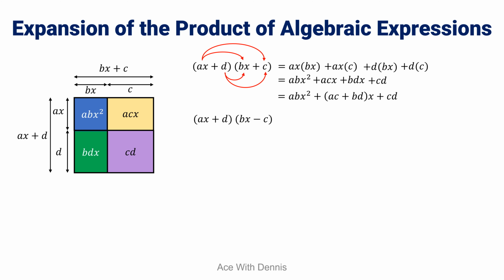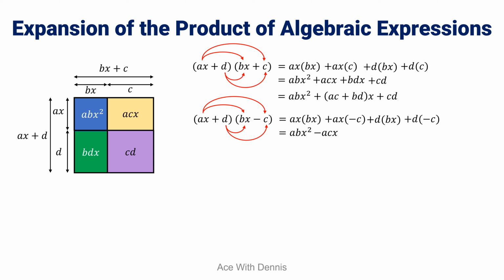Okay, now let's move on. We play around with the signs. Ax plus d times bx minus c. So what will happen when we expand? So first, ax times bx, plus ax times negative c, followed by plus d times bx plus d times negative c. And we have abx squared minus acx plus bdx minus cd. We group the like terms together. We have abx squared plus bracket bd minus ac x minus cd.